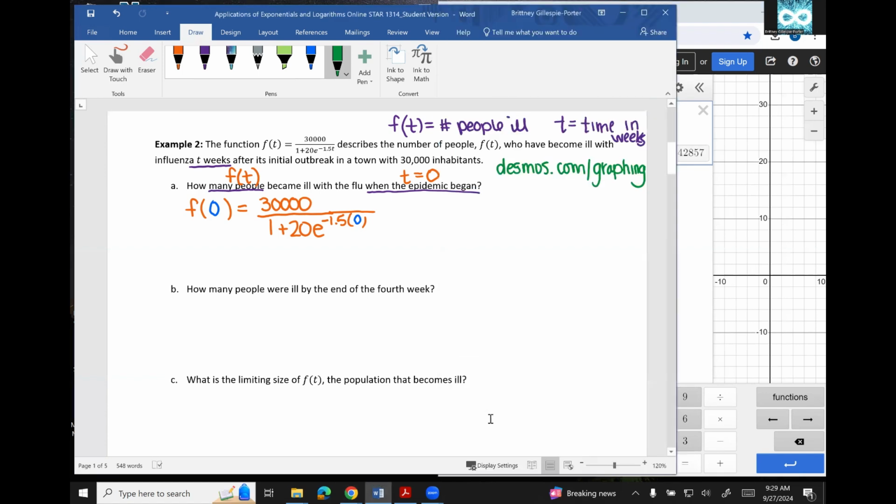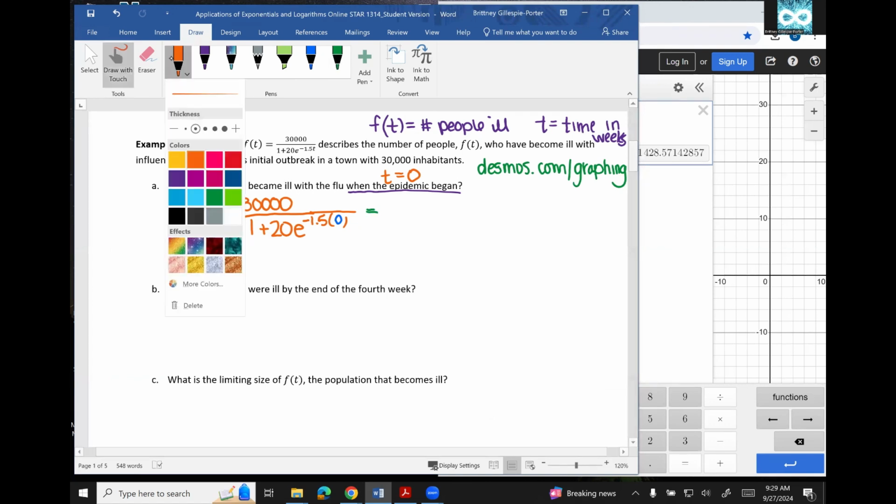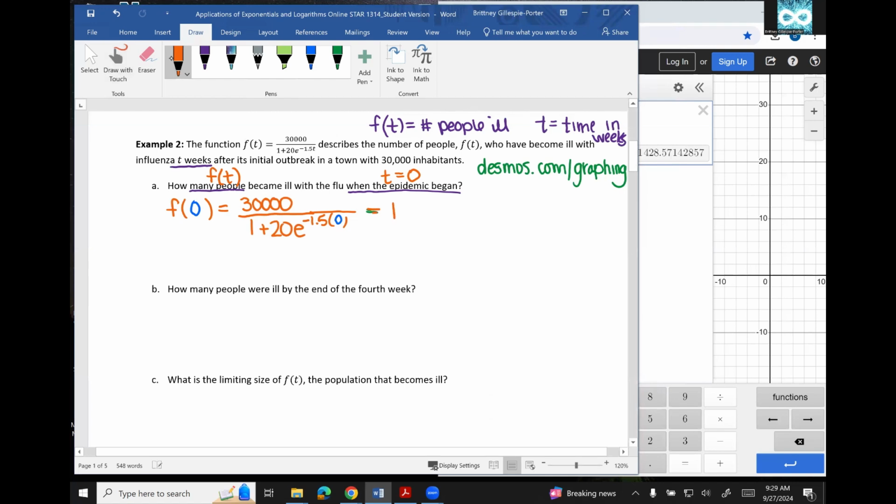And we wind up with 1,428.57 people, but we're not going to have part of a person. If you want to have part of a person, go to statistics. We're in college algebra, so we're going to round. This is going to round up. So we're going to say that 1,429 people were ill.